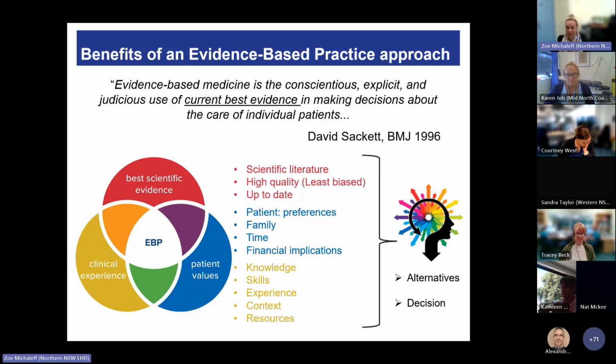But what we are here to talk about today and over the next 4 weeks is how to navigate the research literature and how to incorporate the highest quality or best research evidence into the decisions that you make and into your everyday practice.